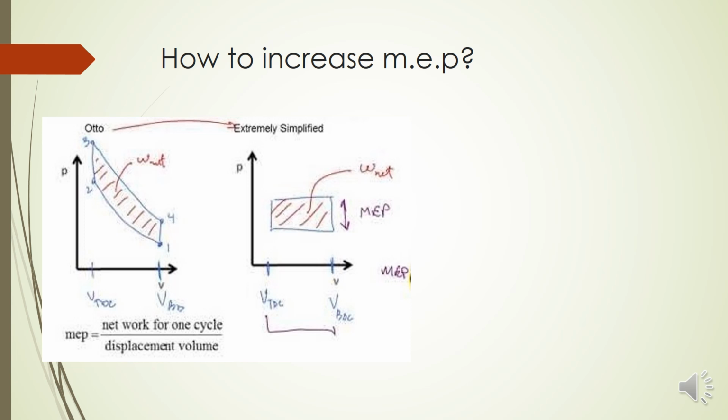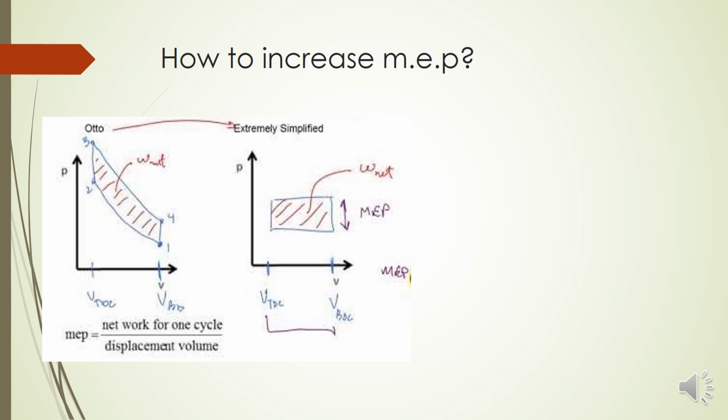These things we have already studied. The shaded area represents work because this is a PV diagram. The area under the PV diagram is work. So this area is the same as this area, and the height of this second figure will represent the mean effective pressure.